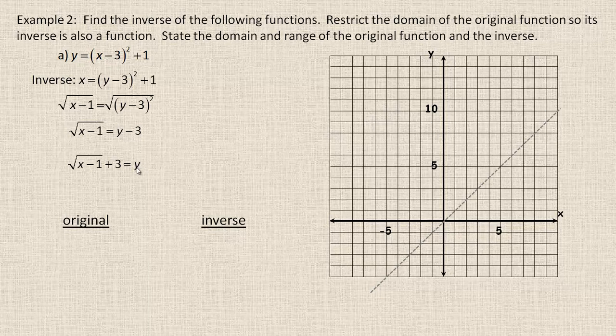Now, because y is a dependent variable, we normally write the y on the left. So I'm just going to rewrite this with the y on the left, and the root of x minus 1 and then plus 3 on the right. Be careful when you write this. The plus 3 is outside of the root, so you do not want to make it look like this. That is not correct. Let's get rid of that. So that's the inverse function.